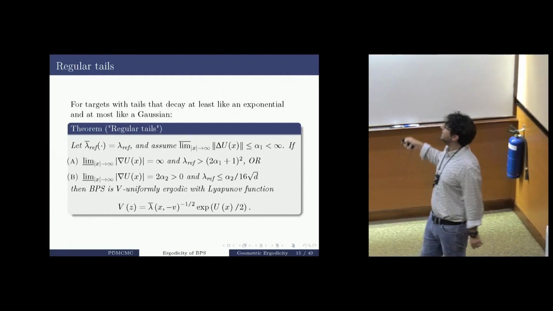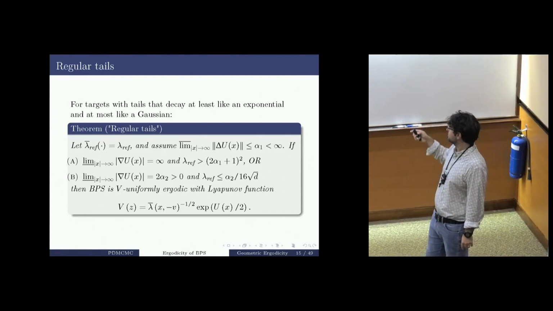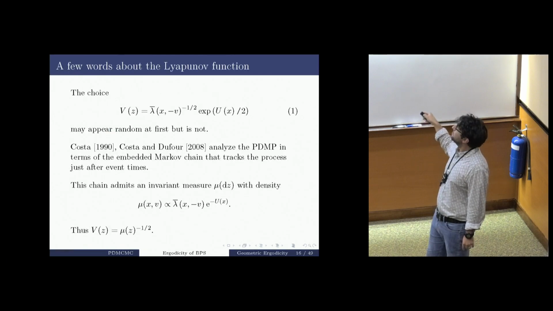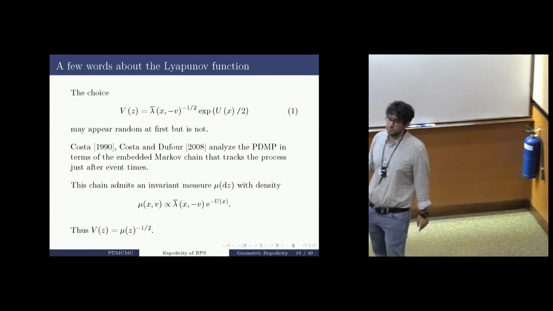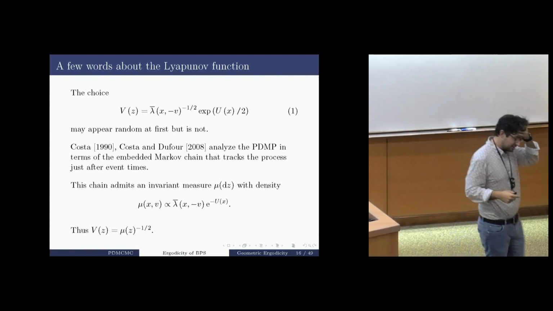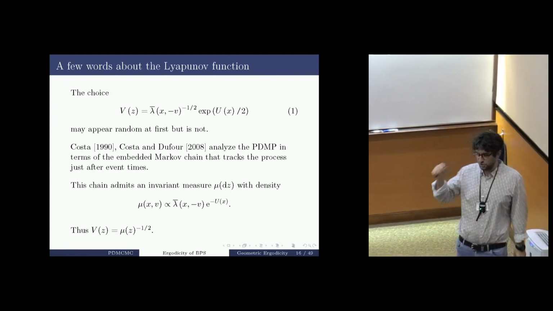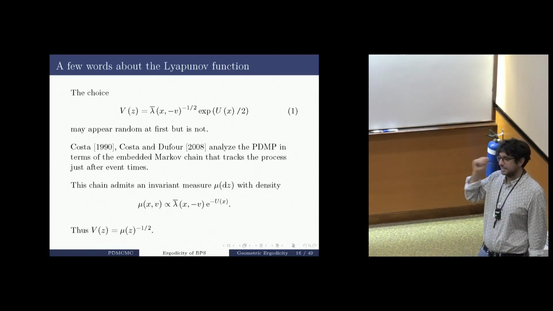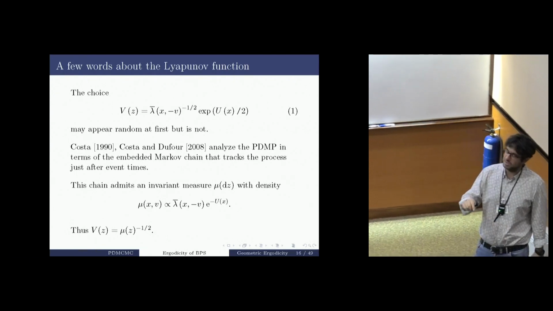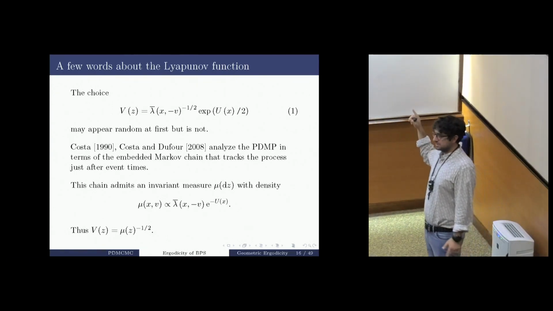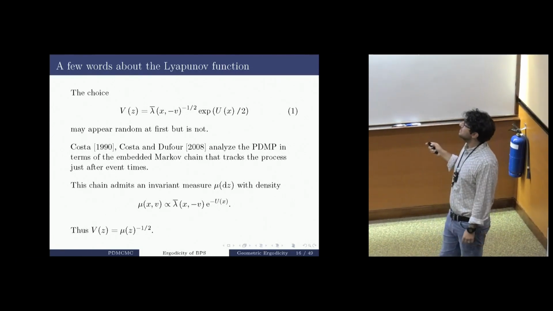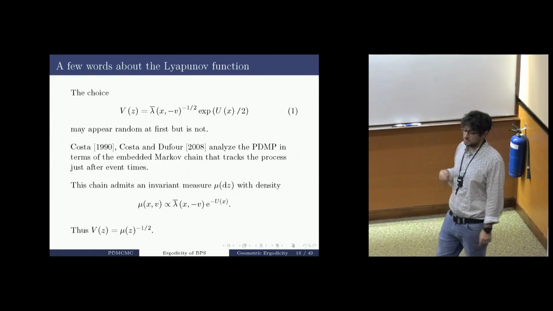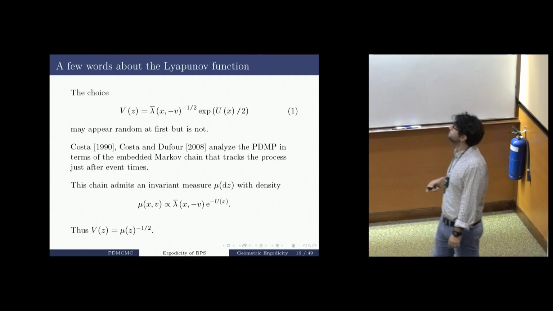Okay, so the Lyapunov function takes this form. What's interesting about this is that this is the invariant distribution of the jump chain. So if you look at the process just after every event, exactly after the event, not exactly before the event, because that defines a different jump chain, then this is the invariant measure of that Markov chain.